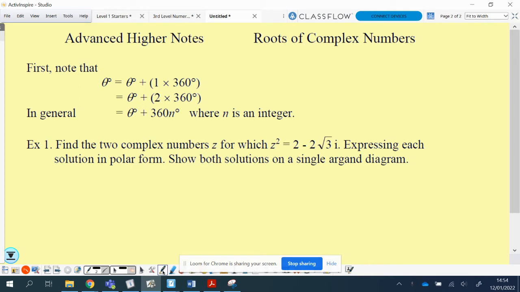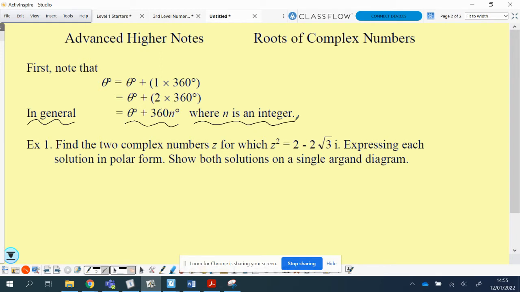So if I know a complex number lies at, say, 30 degrees from the real axis, if I go around 360 degrees from there, I'm back to where I started. Nothing's changed basically. So we have a general rule which we're going to use for this: theta will always be the same no matter how many times you add 360s onto it. You're going to stay at the same place.